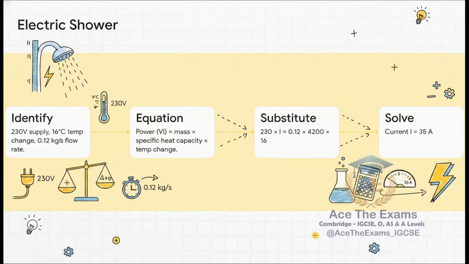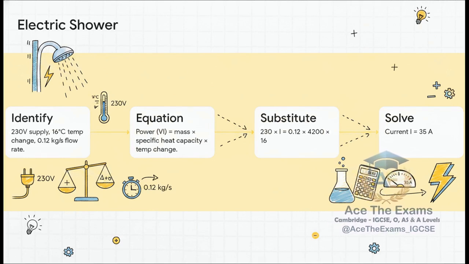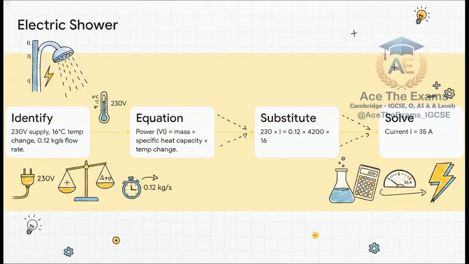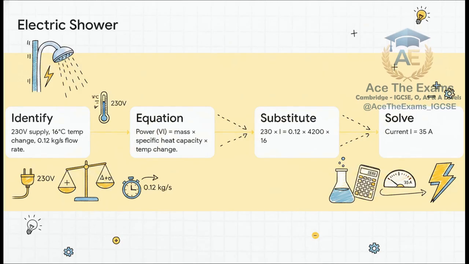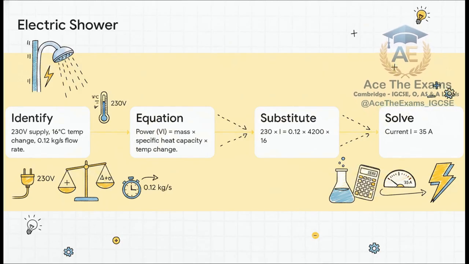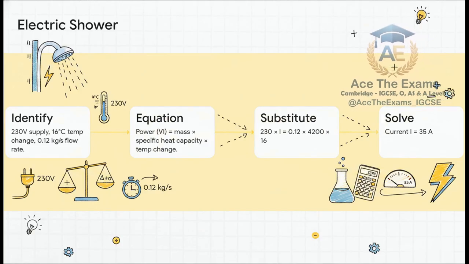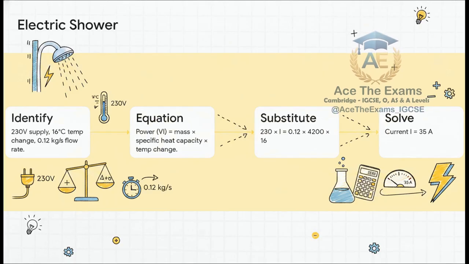Here is your success blueprint. Step 1, identify your knowns. Step 2, set up your power equation. We must balance the electrical power input with the thermal power absorbed. Electrical power is voltage times current, V times I. Thermal power, since we have a mass flow rate per second, is simply mass per second times c times delta theta. So V times I equals m times c times delta theta.